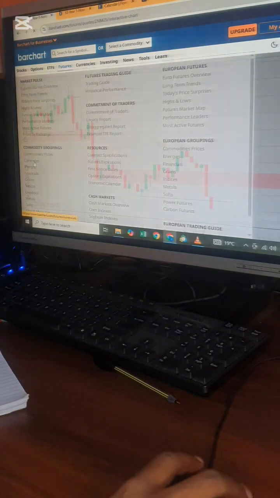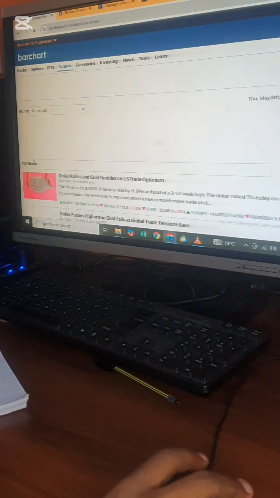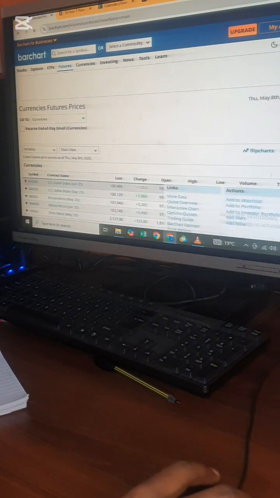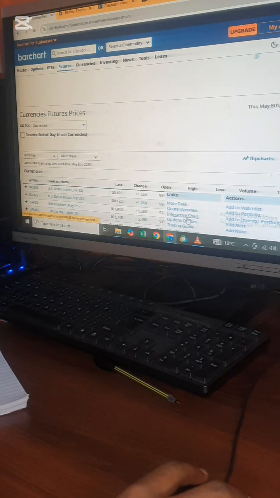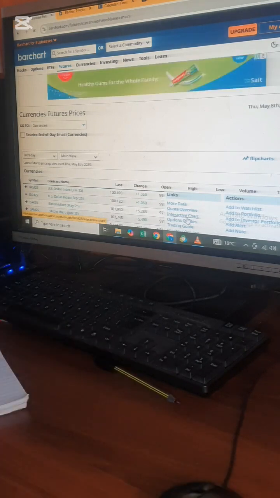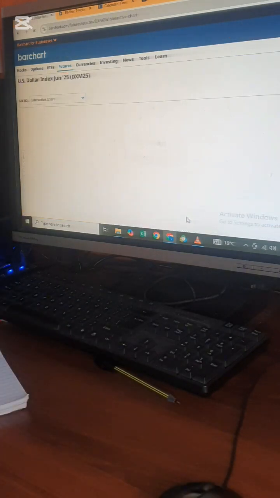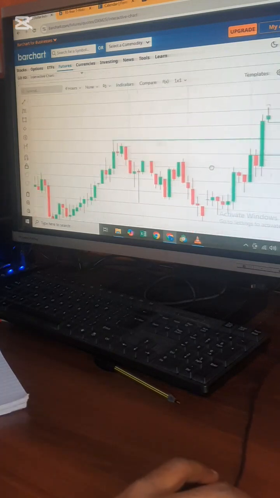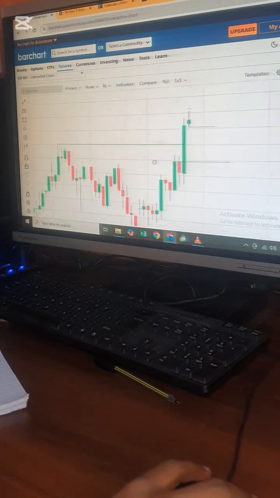And you come for the currencies. You got the futures, then the currencies, then you select the dollar index. So this is the opposite. This is the future dollar index, the opposite of the Euro USD. So as you can see, the dollar index will be more opposite than that. So this is a 4-hour chart.